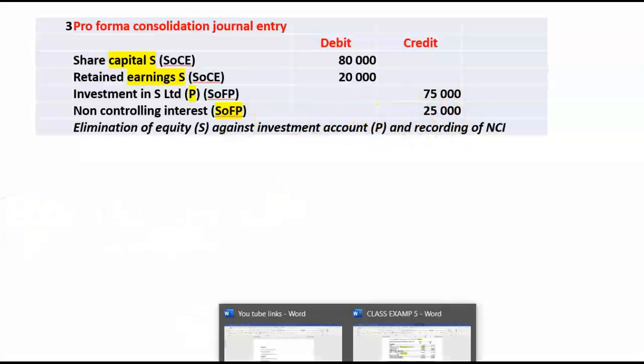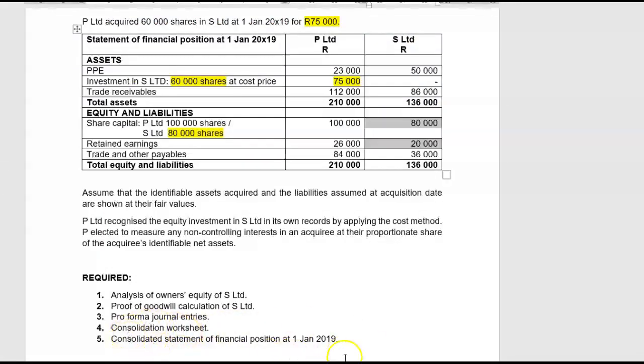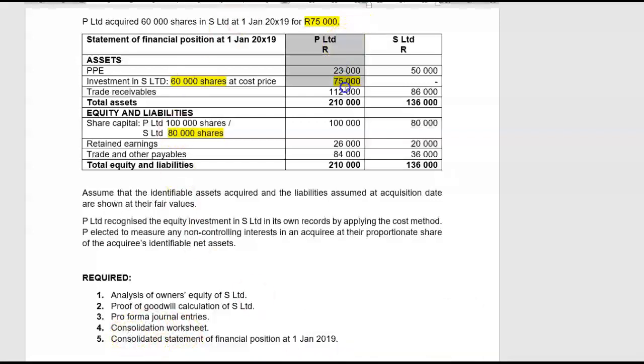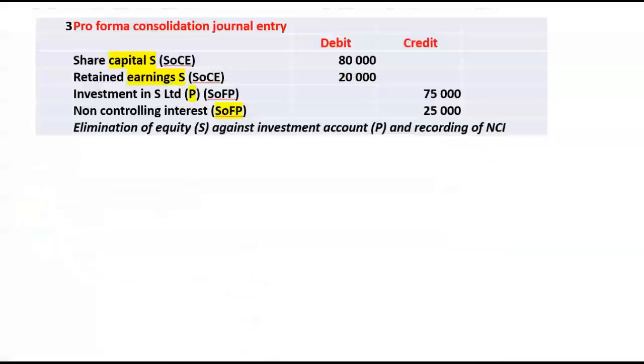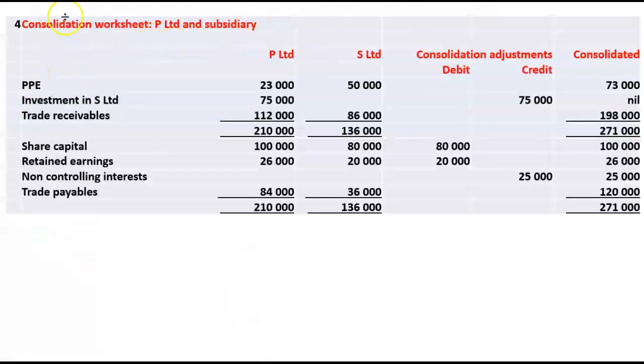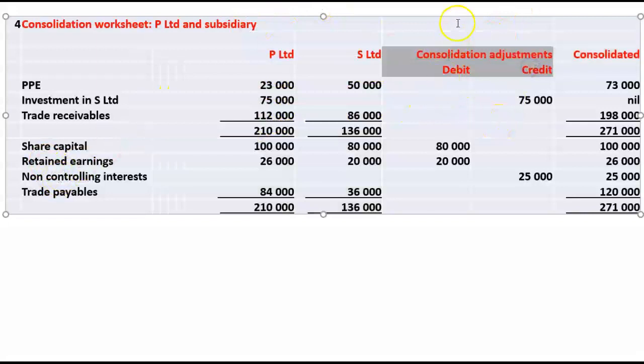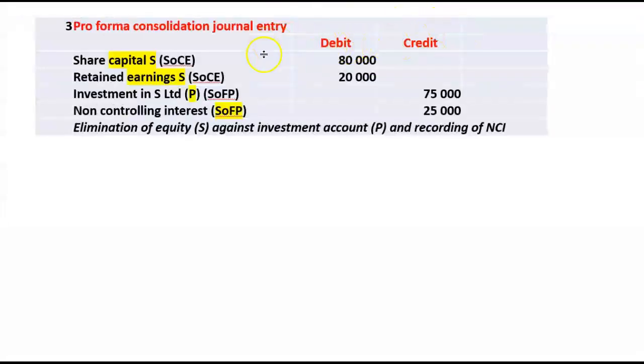The next one that they want from you is the worksheet, and then they want a consolidated statement of financial position. So in the worksheet, I'm going to start off by dropping down these two statements of financial position as they gave it to you as a starting point. So there it is, P Limited, S Limited, with all the descriptions that they gave you in the statement of financial position. The second thing that I'm going to do is to pass my consolidation adjustments, which is exactly equal to my pro forma journal entries.